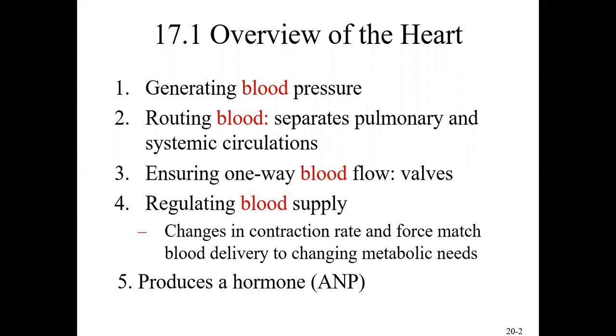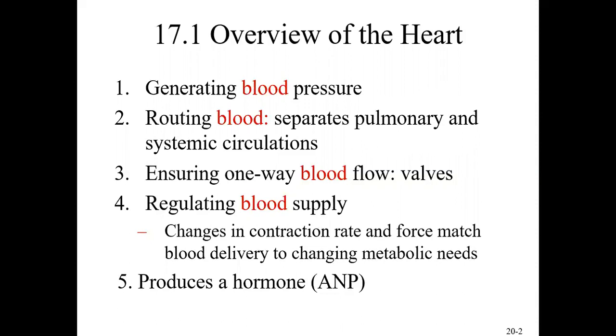To begin with, though, we're going to look at some of the major functions. Your book mentions 5 major functions as an overview and introduction of the heart. Number 1, the heart generates blood pressure. It's basically a 4-chambered pump that creates the blood pressure of the body. Number 2, it routes the blood, and we'll talk about how you have a pulmonary circuit that's sending blood over to the lungs, and then that blood returns back to the heart once you go through gas exchange. And then systemic circulation, that's sending blood out to the rest of the body systems.